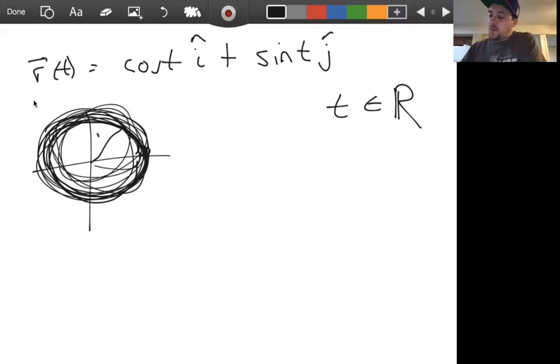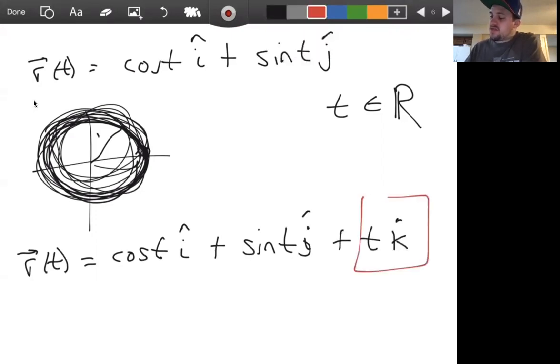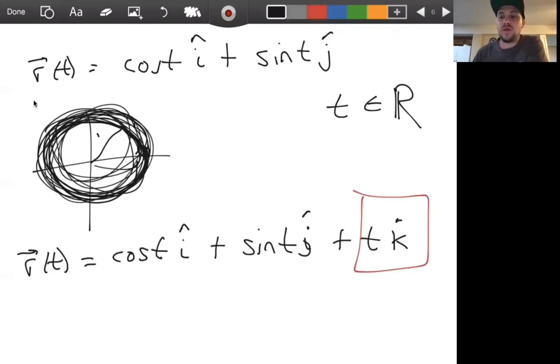Now, when you add the third dimension to this, plus t k hat, what is this telling you? This is telling you now that instead of going around in circles on this 2D plane, as you go around, you lift.